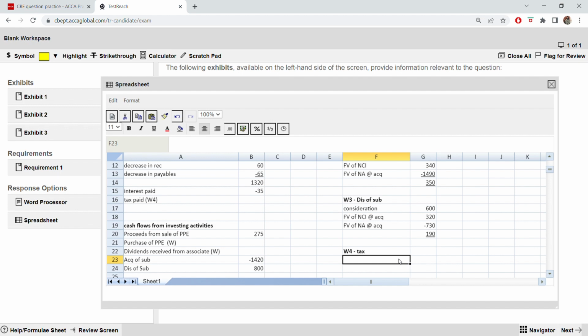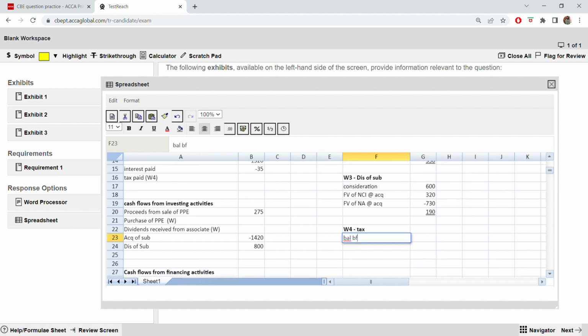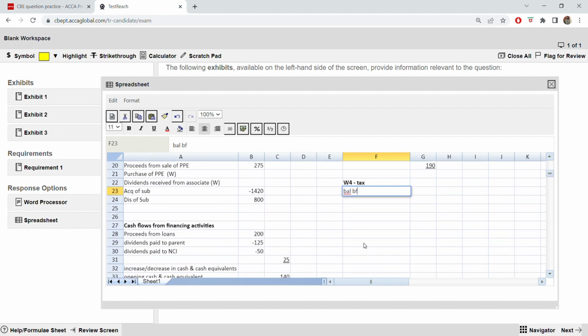Now, go to your statement of financial position and see. You are given 2 tax. One is current tax, one is deferred tax. First, you start with the opening balance, balance brought forward. Keep some space, balance carried forward. The closing balance and the opening balance is given already. But here, you have to add the 2 tax.